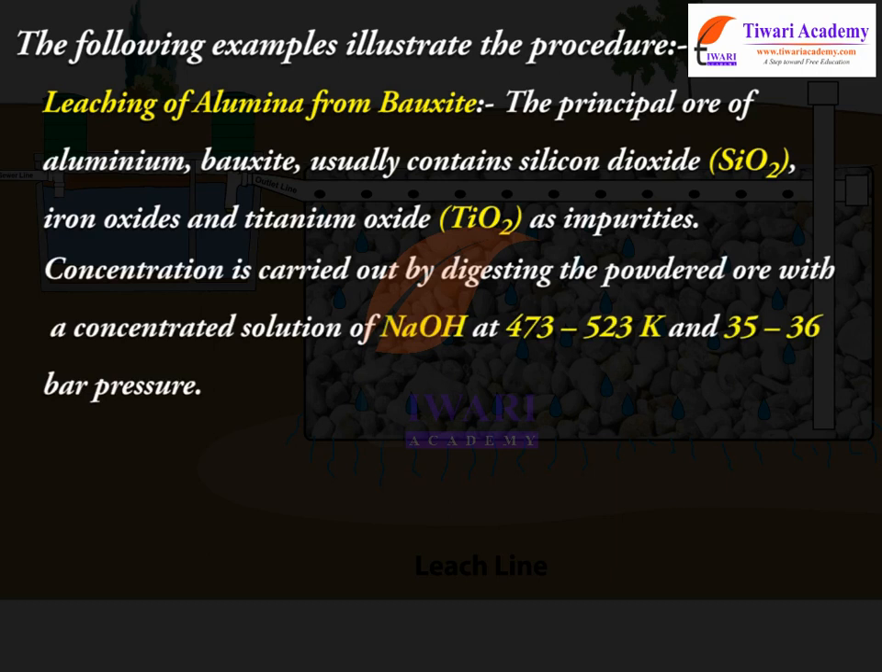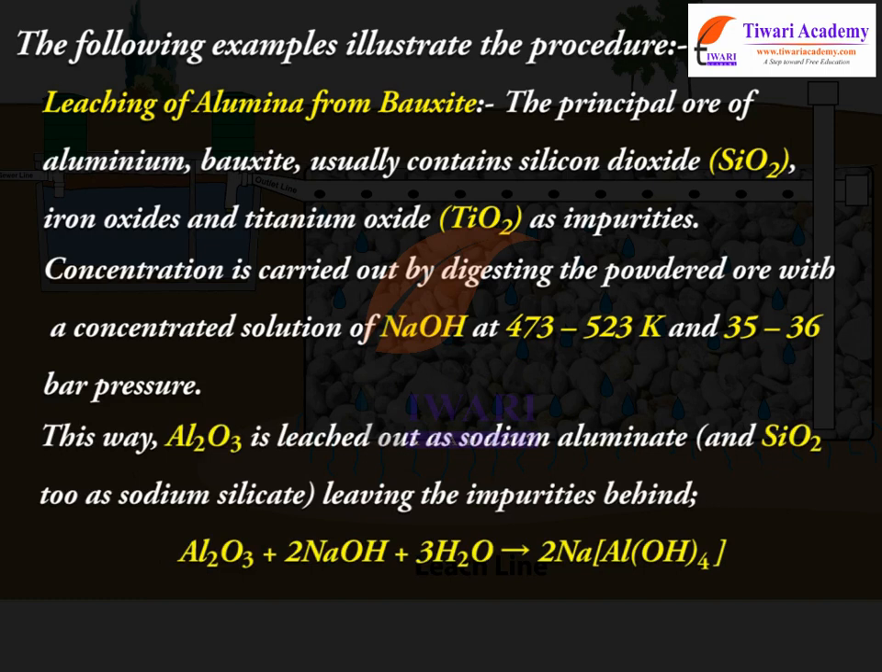Concentration is carried out by digesting the powdered ore with a concentrated solution of NaOH at 473 to 523 K and 35 to 36 bar pressure. This way, Al2O3 is leached out as sodium aluminate and SiO2 as sodium silicate, leaving the impurities behind. Al2O3 + 2NaOH + 3H2O gives 2Na[Al(OH)4].